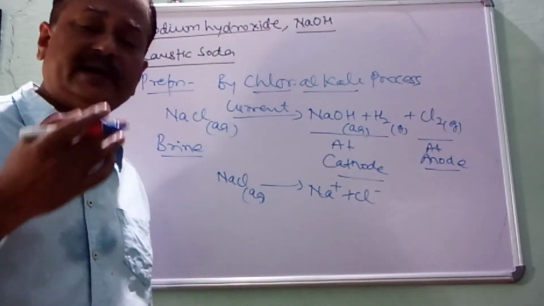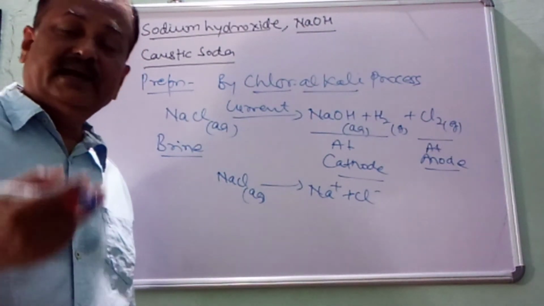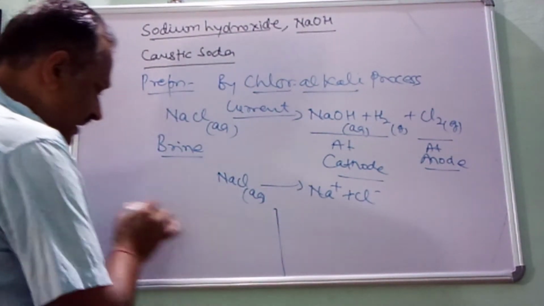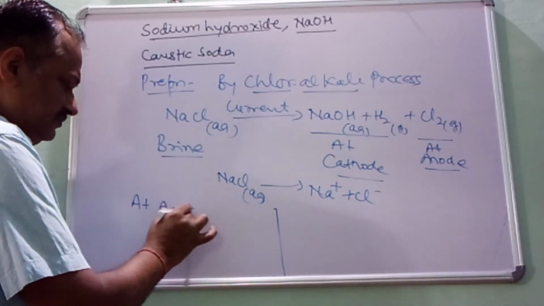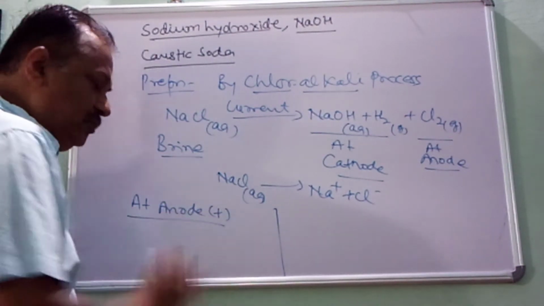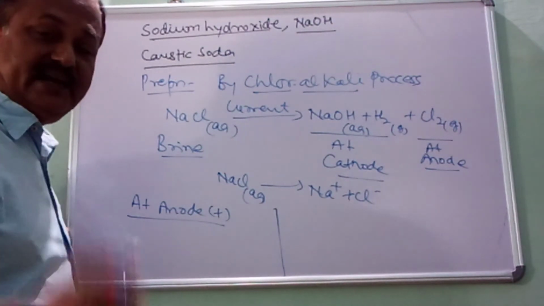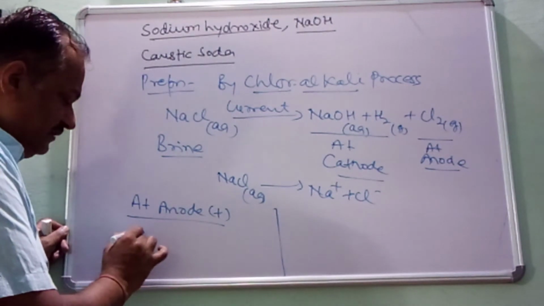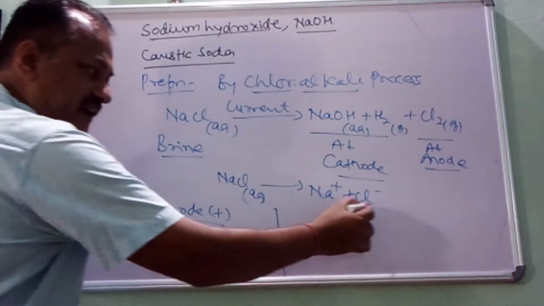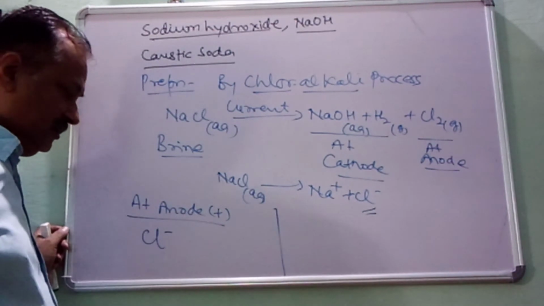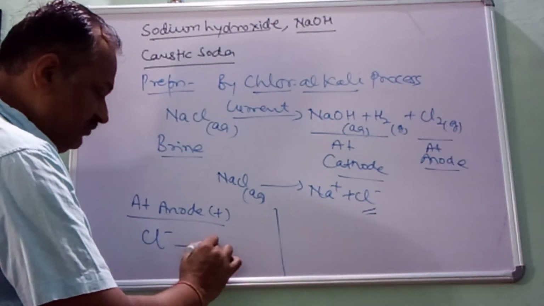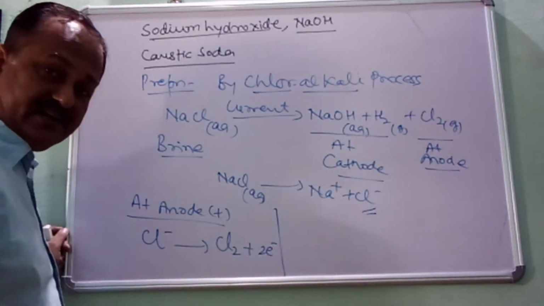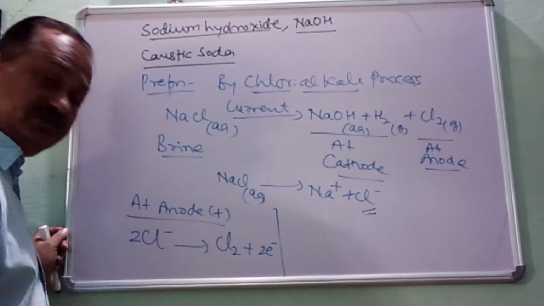The current is passed through the electrodes, and the positive electrode is called the anode. So at the anode, which is positive, there is always oxidation. Oxidation is loss of electrons. So here the chloride ions, which are negatively charged, are attracted toward the anode, and there is formation of chlorine gas, and 2 electrons are released. We have to balance, so here we write down 2.